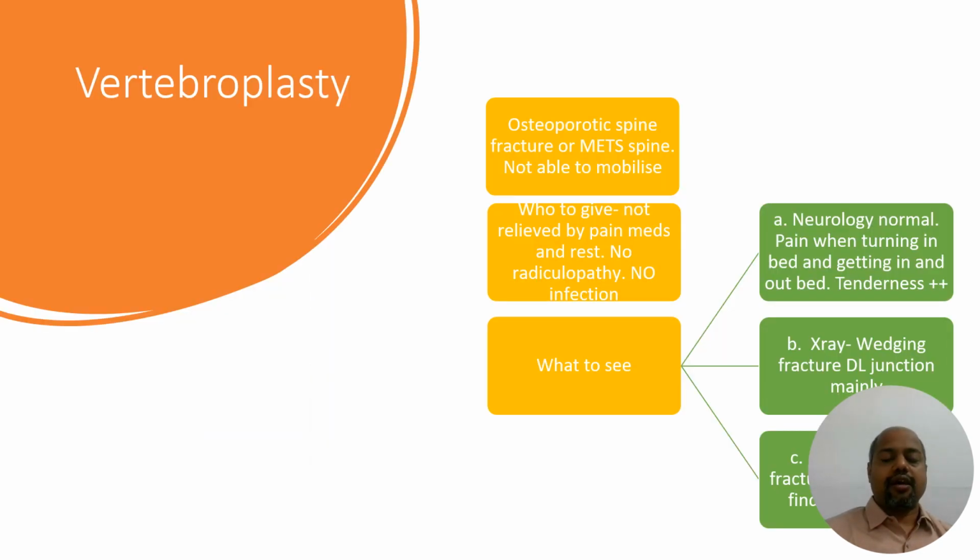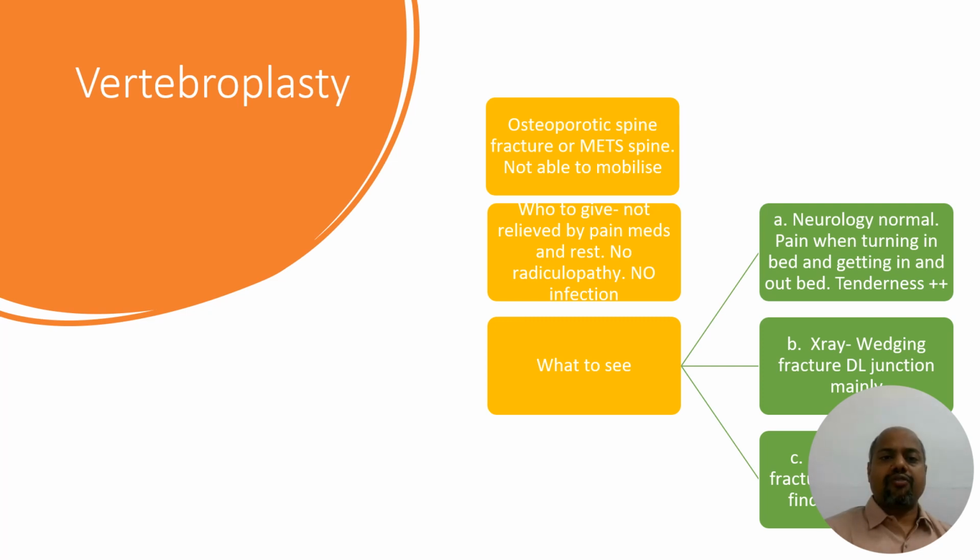Now lastly comes vertebroplasty. So where is it given? Generally vertebroplasty is done in osteoporotic spine fractures or metastatic spine fractures in patients who are not able to mobilize. Generally we try to give conservative management for these patients, but if the pain is significant enough, we do vertebroplasty in these patients.